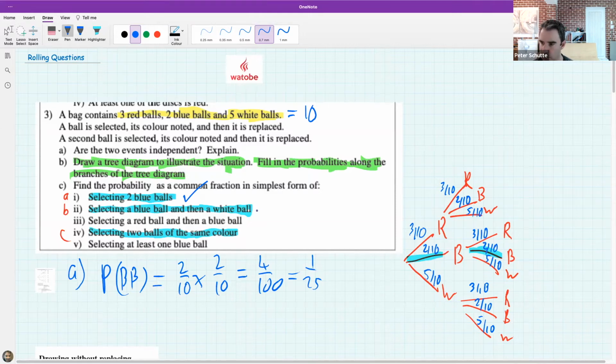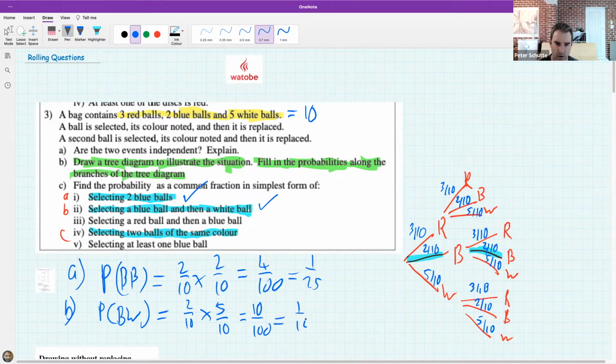Now I want to know, what about selecting a blue ball and then a white ball? Which one is that going to be? So what is the probability of a blue and then a white? Well, that's going to be 10 over 100 or 1 over 10.